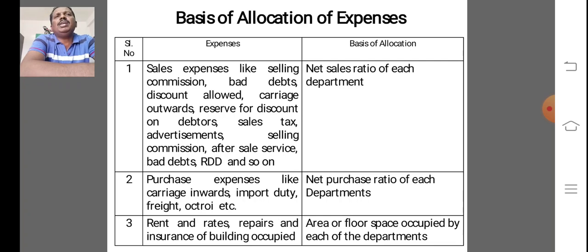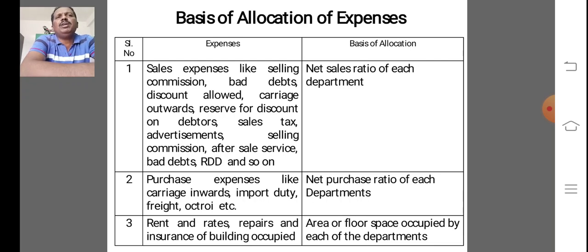The following details are required for the preparation of departmental profit and loss account: gross profit or gross loss, income of each department, indirect expenses of each department. Gross profit or gross loss of each department can be obtained from the departmental trading account. Incomes of each department may be separately available, or the total without a breakup for each department may be available.